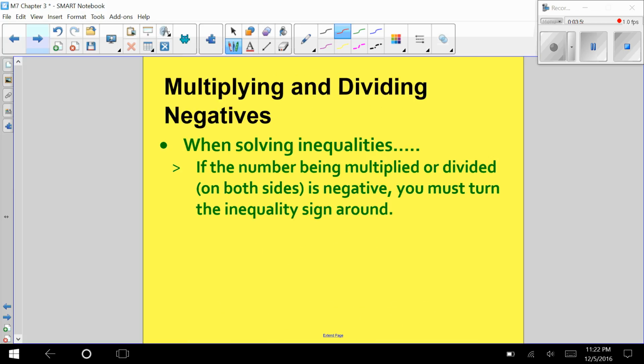All right, when we're multiplying and dividing negatives, when we're solving inequalities, if the number being multiplied or divided on both sides is negative, you must turn the inequality sign around. So a less than becomes a greater than, and a greater than becomes a less than.